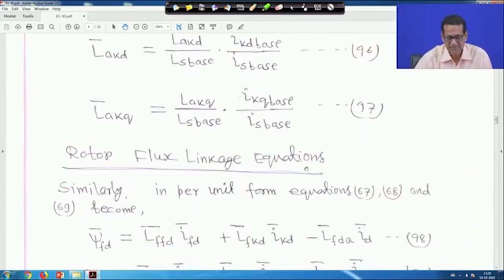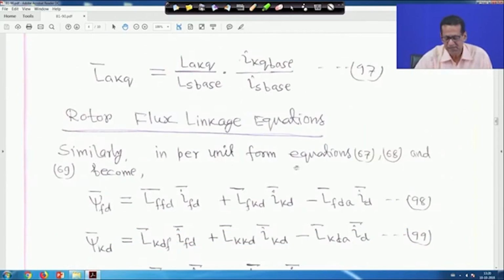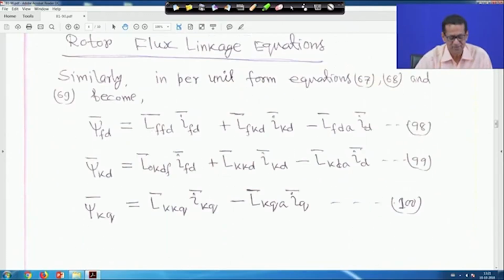Now, rotor flux linkage equation. Similarly, the per unit form of equations 67, 68 and 69, same way we will transform. The equation remains the same, only everywhere bar is there, that means they are per unit. Therefore, psi FD bar will be LFFD bar IFD bar plus LFKD bar IKD bar minus LFDA bar ID bar. This is equation 98. Similarly, psi KD bar will be LKDF bar IFD bar plus LKKD bar IKD bar minus LKDA bar ID bar. This is equation 99.